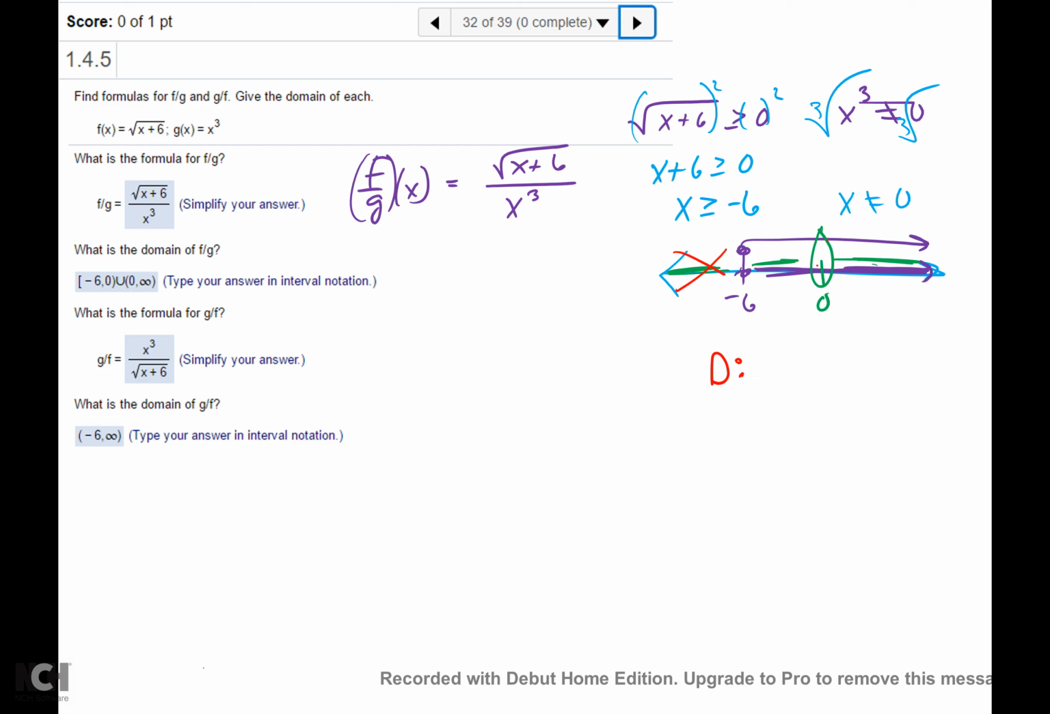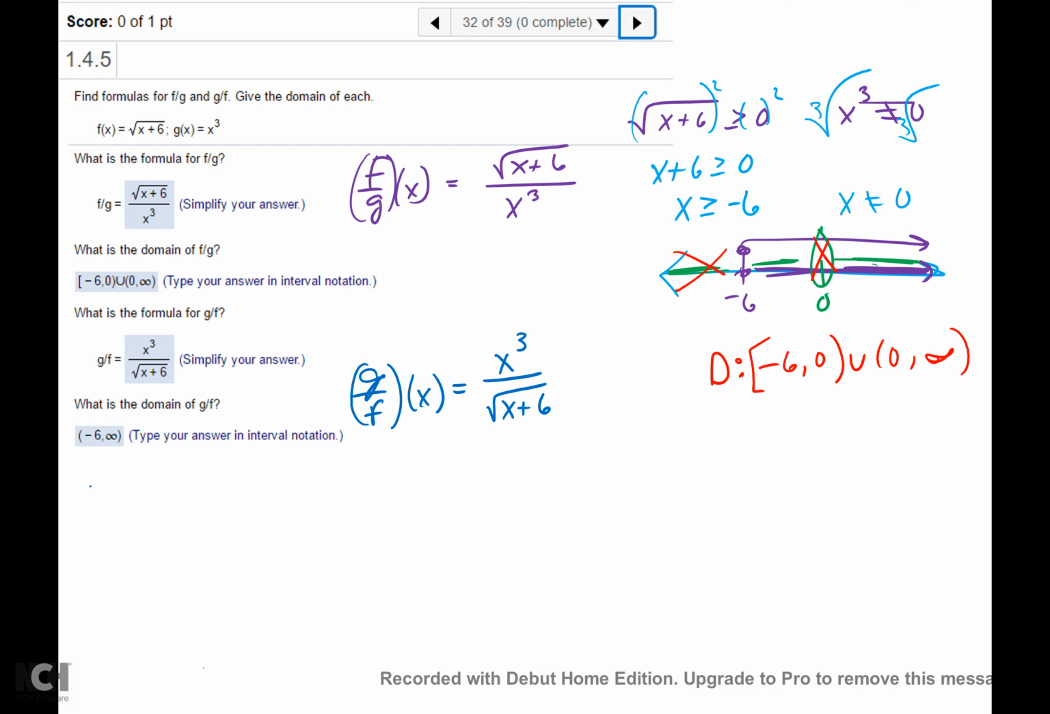Nope. And nope. So it's from negative 6 to 0, and I'm including the negative 6, union 0 to infinity. Okay? If I do g divided by f of x, I put the g function on top and the f function on bottom.